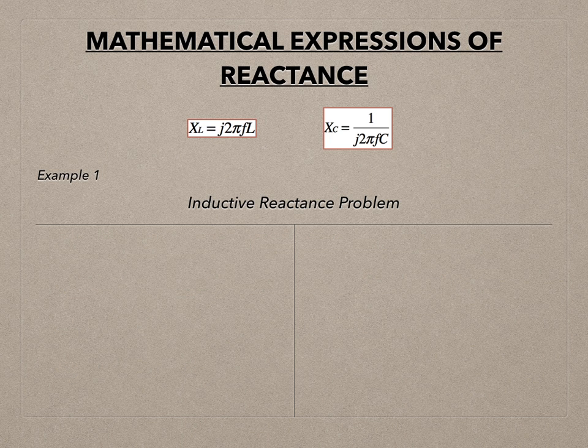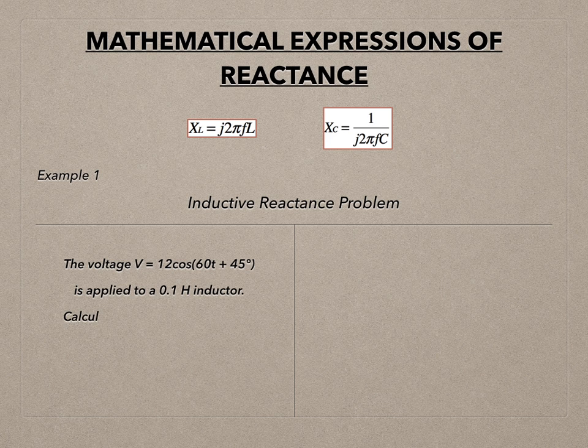Now, let's try solving some problems. The question states that a voltage equal to 12 cos of 60T plus 45 degrees is applied to a 0.1 Henry inductor. We are required to find the inductive reactance in this situation. Firstly, we must recognise that the 60 in 60 multiplied by T corresponds to the 2 pi f in 2 pi f multiplied by T.